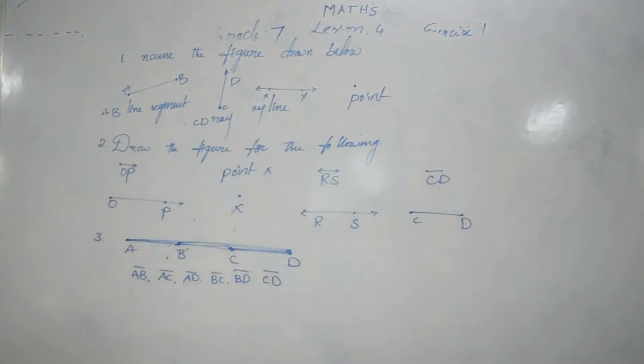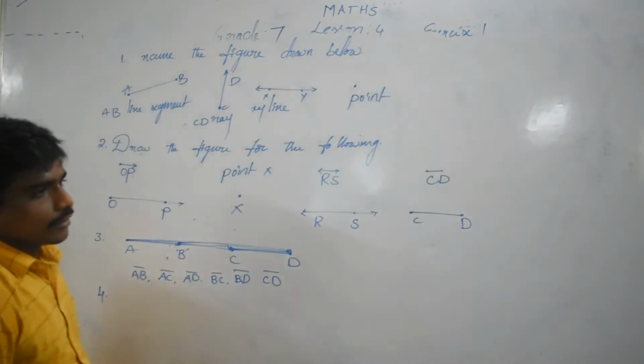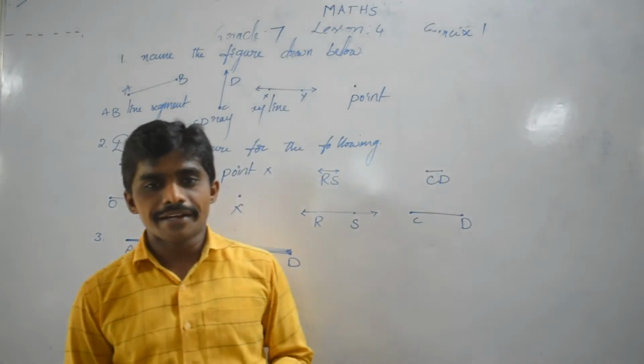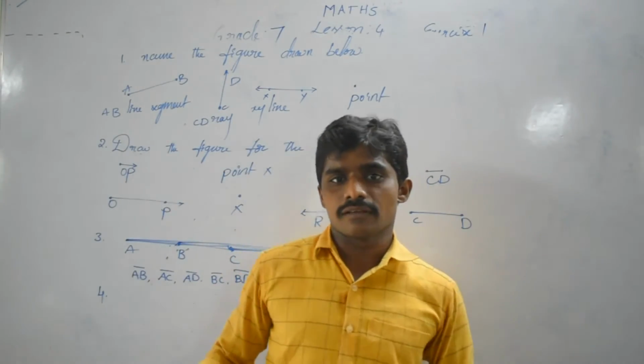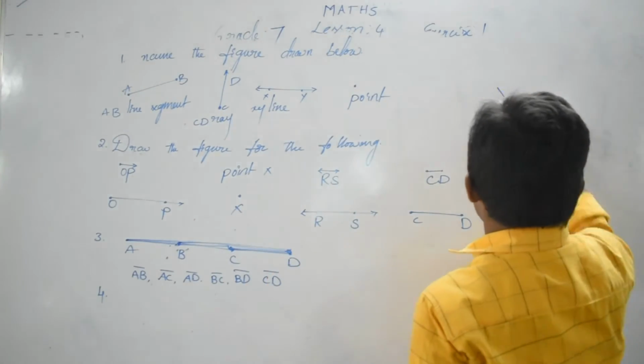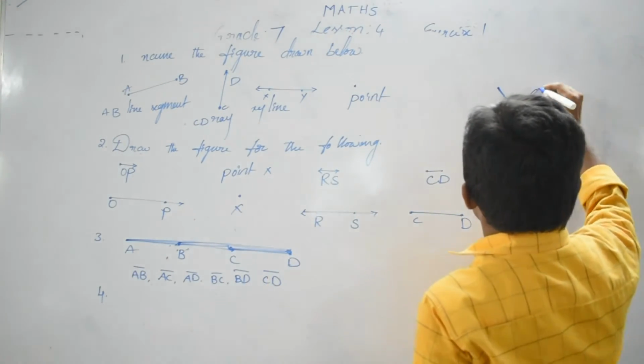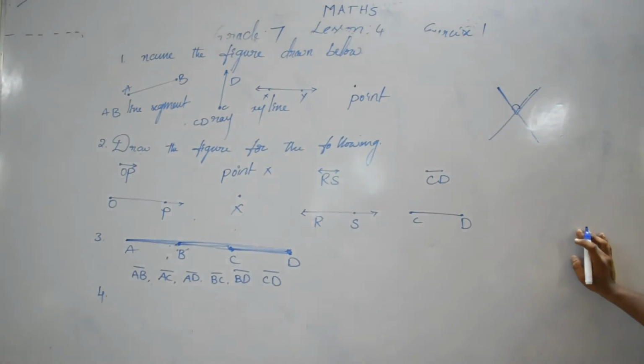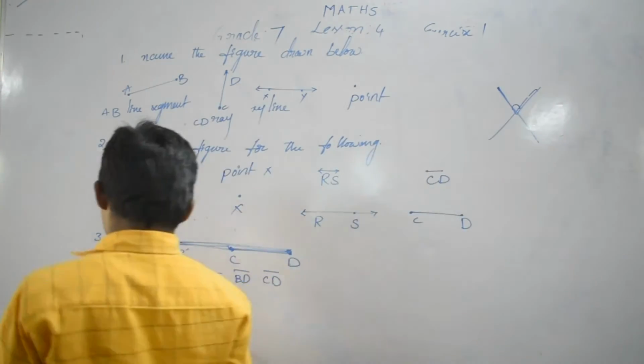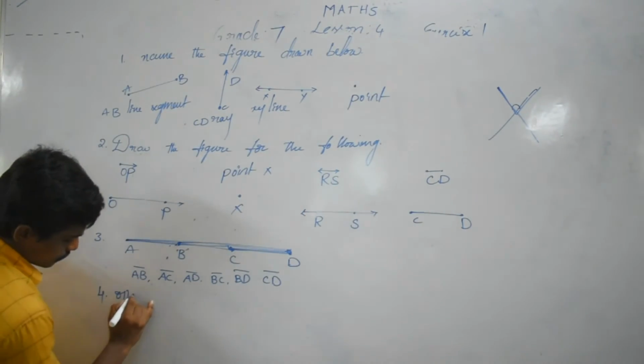Next one, fourth problem. Write any 5 examples of angles that you have observed around you. So the angle formed when scissors are open. Where can you identify an angle in your surroundings? Here, see, open scissors forming some degrees, an angle. So, open scissors.